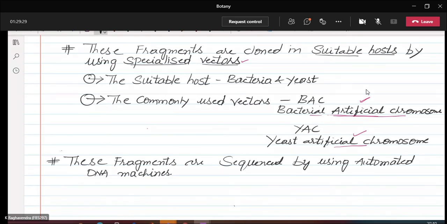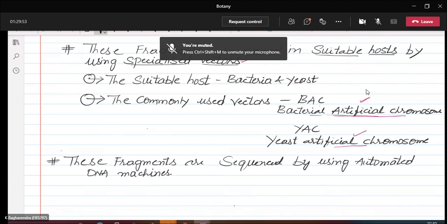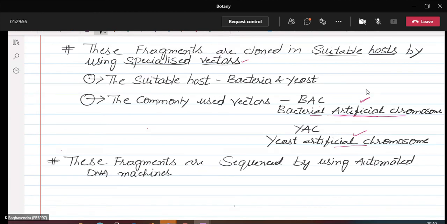There are certain machines designed by a scientist called Frederick Sanger. This is once again a turning point in the field of molecular biology, where you just drop the DNA sequence, and that machine will give you the complete sequence of the DNA fragment. Just drop the fragment in that machine, and it will give you A, T, T, C, C, G, G, C, C. That is the sequence. Simple, over. So these fragments are sequenced by using automated DNA machines, which were developed by Frederick Sanger.